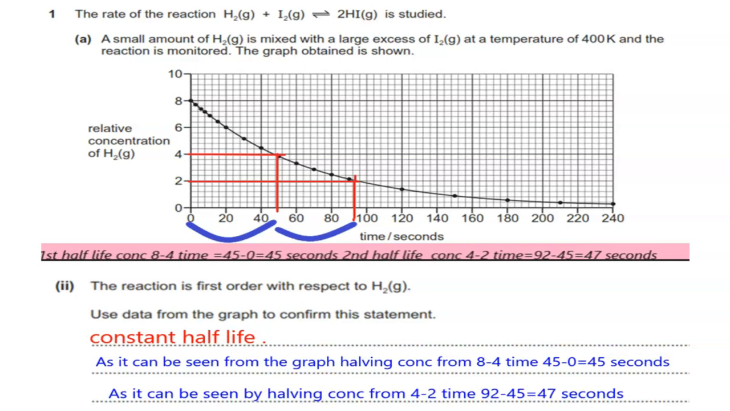First half-life: when you halve the concentration from 8 to 4, you see time 45 seconds minus 0 seconds, you get 45 seconds. This is the first half-life. And the second half-life: when you halve the concentration from 4 to 2, you can see time is 92 seconds minus 45, you get 47 seconds, which shows that your half-life is approximately constant. So that indicates that the reaction is first order.